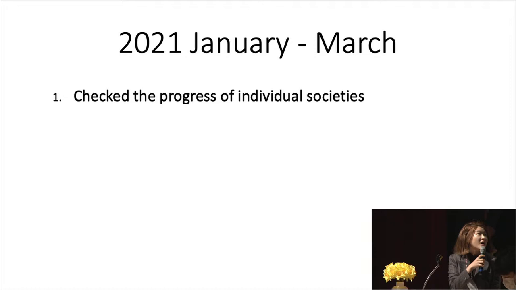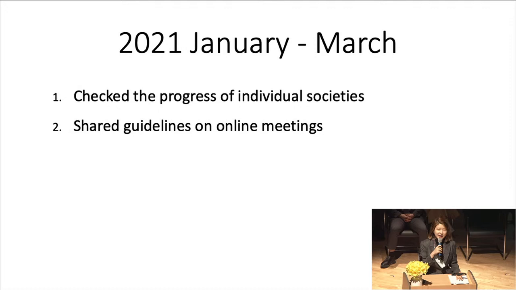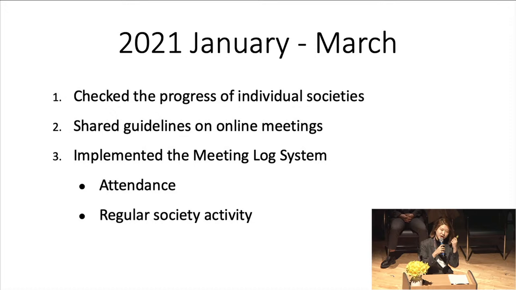Our second job was to share the guidelines on online meetings, and now we've established that all societies should carry on with their activity if we were to go into lockdown again. Our third job was to implement the meeting log system, where each society was required to take attendance for every meeting and report to the SEC on their regular society activities so that we can track each society's progress.